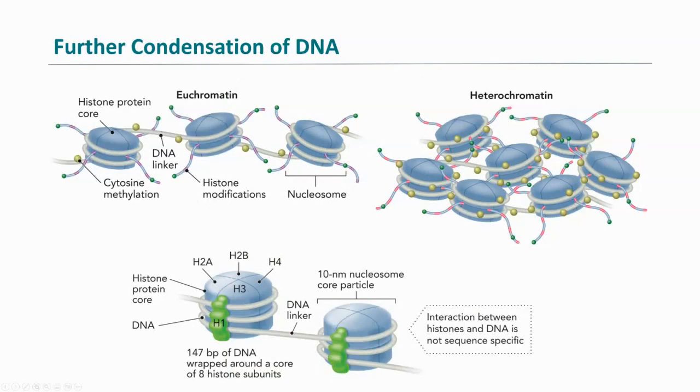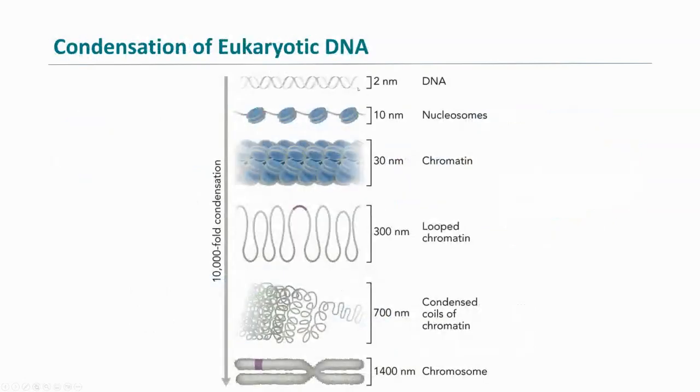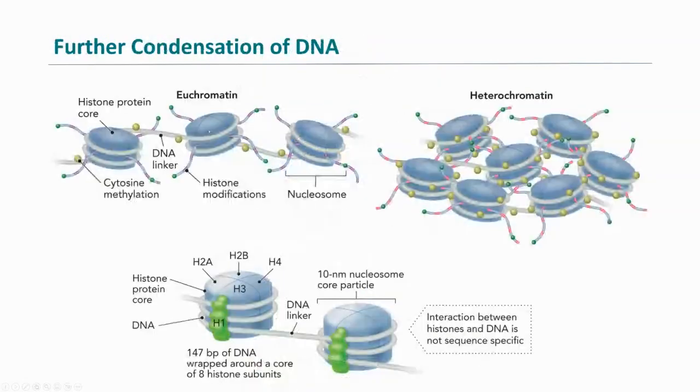And then, of course, those are the condensation from the DNA to nucleosome to chromatin. They require the presence of the histone protein. That's the first level of the condensation from 2 nanometer to 10 nanometer. It requires this histone protein.